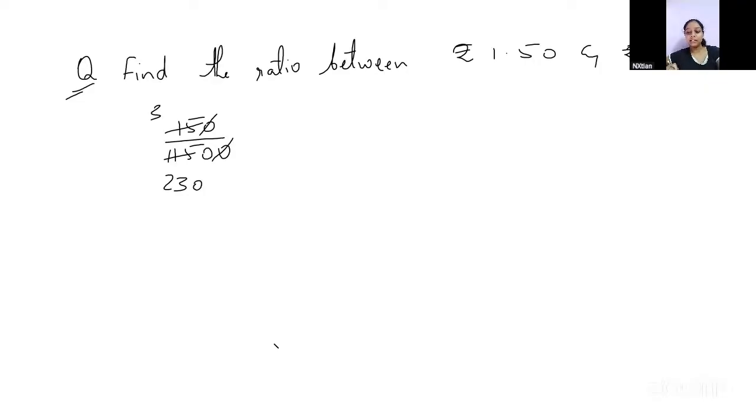3 and 230. I think after this it's not possible to solve it further. 230 is not divisible by 3, so your ratio becomes 3 upon 230. 3 is to 230. First you remove the decimal, and then you just cancel it. Whatever you're left with will become your ratio.